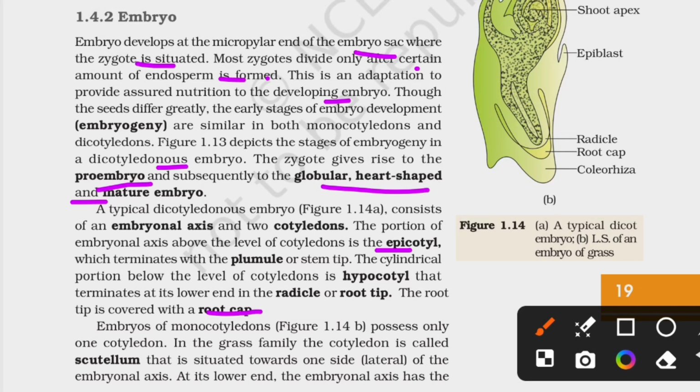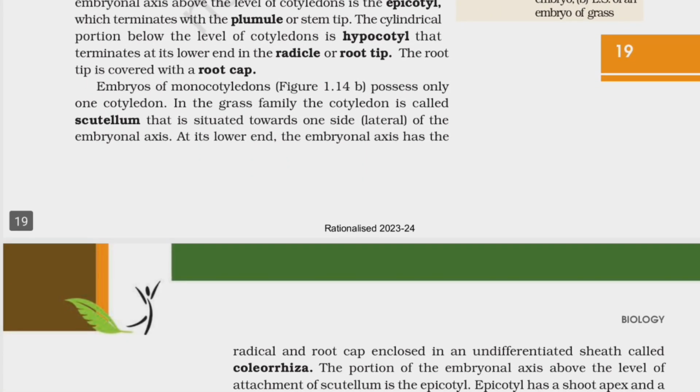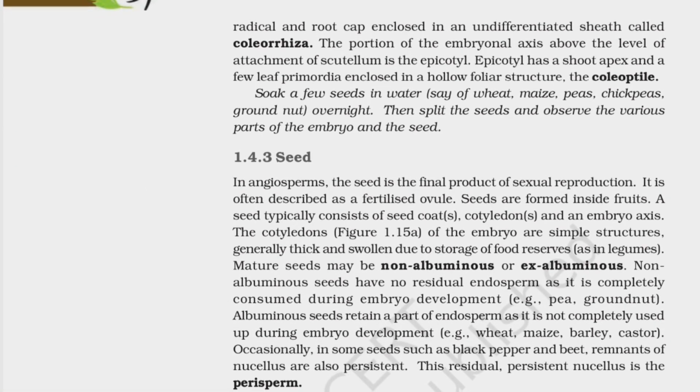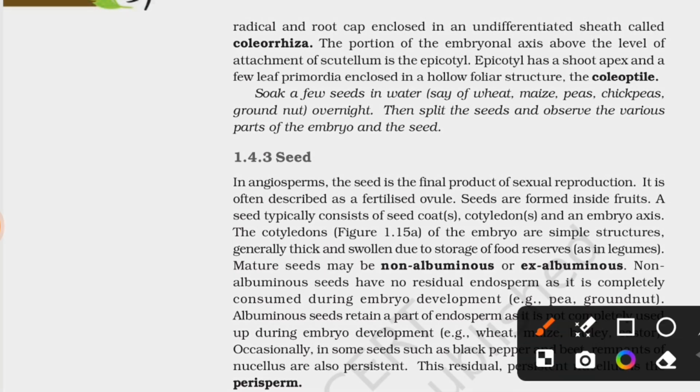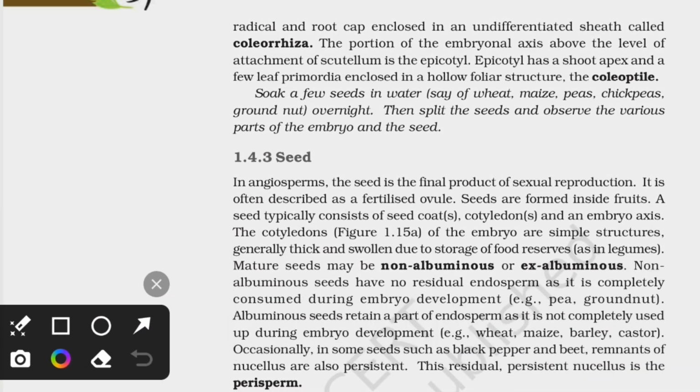The embryo of monocotyledons possesses only one cotyledon. In the grass family, the cotyledon is called scutellum, which is situated towards one side, lateral to the embryonal axis at its lower end. The embryonal axis has the radicle and root cap enclosed in an undifferentiated sheath called coleorhiza. The portion of the embryonal axis above the level of attachment of scutellum is the epicotyl. The epicotyl has a shoot apex and a few leaf primordia enclosed in a hollow foliar structure, the coleoptile.